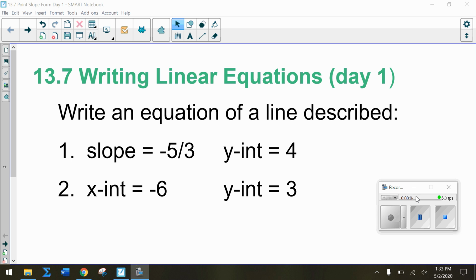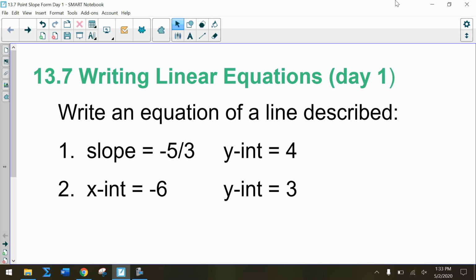So today we're going to talk about how to write equations of lines, given the slope and the y-intercept, or given a point and the slope. So first let's start off with these examples.